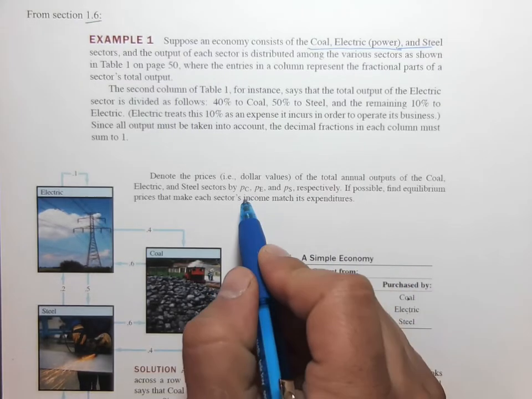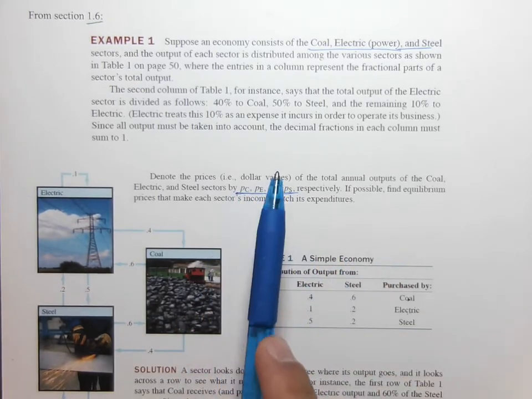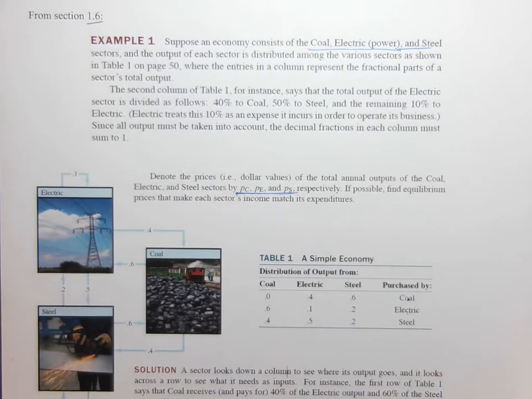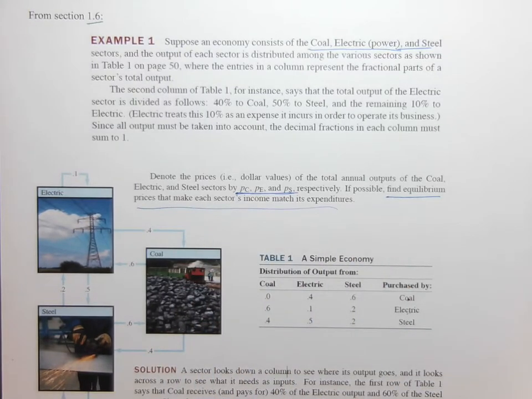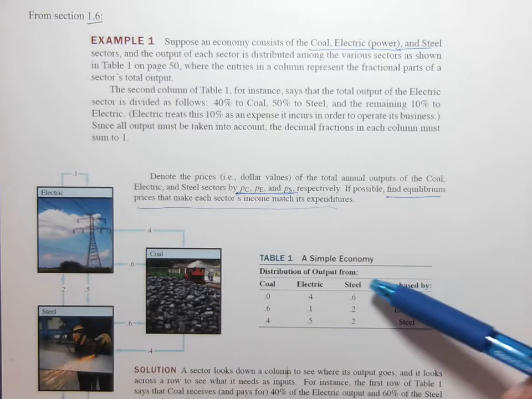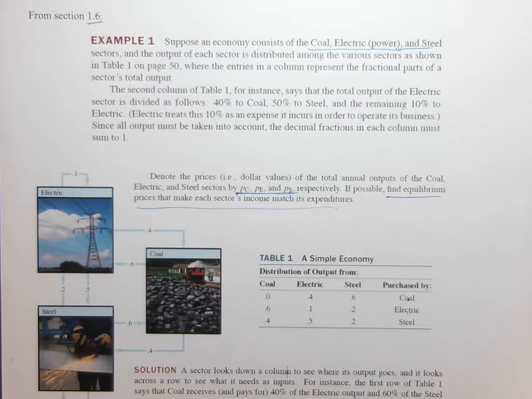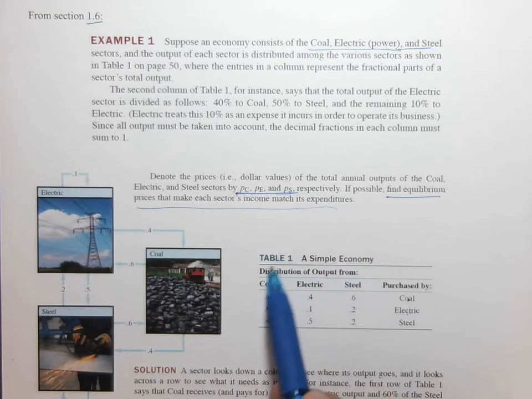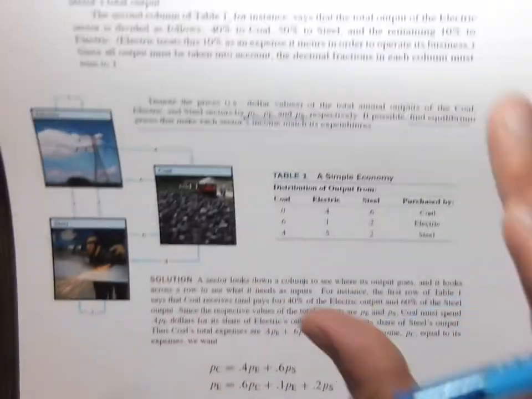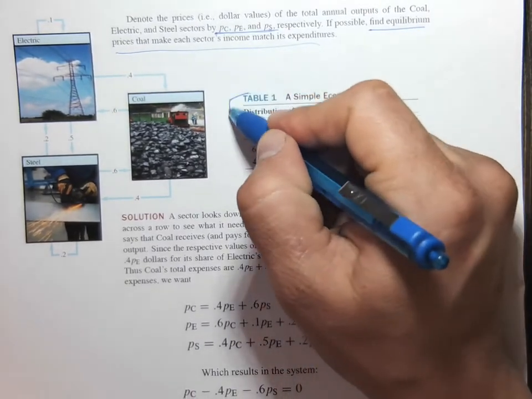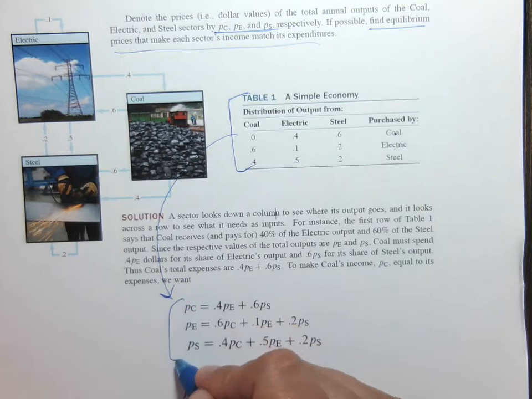And if you think about these sectors as being represented by these variables, so PC is coal, PE is electricity, PS is steel, we can find equilibrium prices that make the income match its expenditure. In other words, whatever coal is producing needs to be bought, ideally, and whatever electric is producing needs to be purchased, and whatever steel is producing needs to be purchased, and they need to be purchased by each other industry because they use each other to run each other's industry. And so, again, we'll look at this more closely later, but this table, which tells us how things are produced and bought in this hypothetical economy, can be translated to this system of equations.